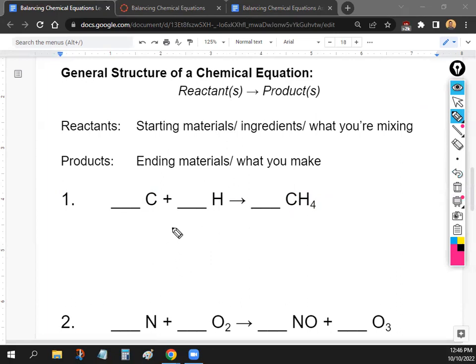So what I want you guys to do is write underneath it C and H. Okay, because these are the elements that you have inside of your equation. You got carbon and you got hydrogen. And what we're going to do is we're going to make a table and we're going to count how many carbons and hydrogens we have on the left side and how many we have on the right side. Okay.